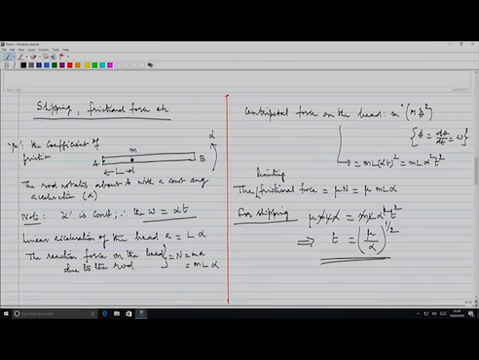So for slipping, what will happen? The limiting frictional force must be equal to the centripetal force. Only then, till then, it will survive, in the sense that this mass will remain on this rod. After that it will slip off. Okay.